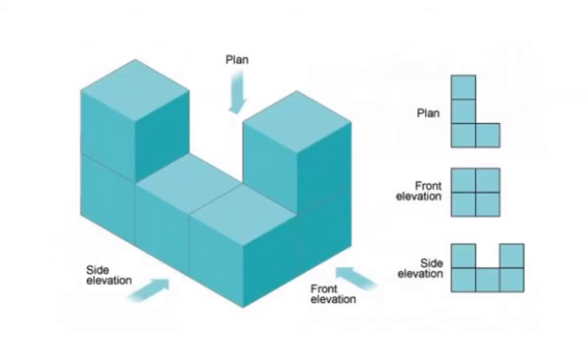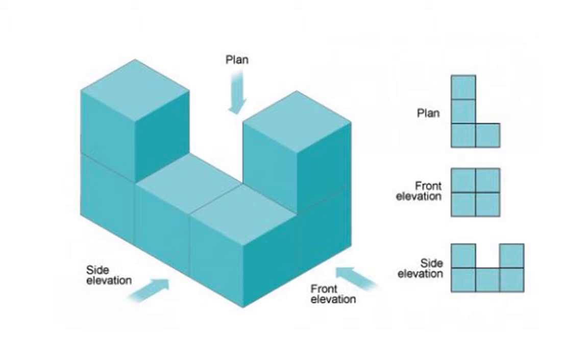Another part of our chapter work looked at plan, front and side elevations for a 3D shape. So a number of questions could come up on this where you might be given a 3D shape and asked to draw its plan, front or side elevation, or all three. And they would look like the 2D diagrams you can see on the right.